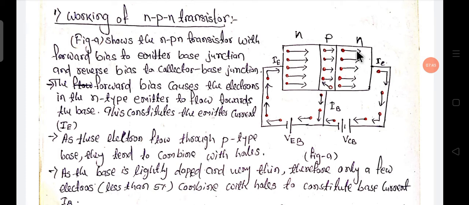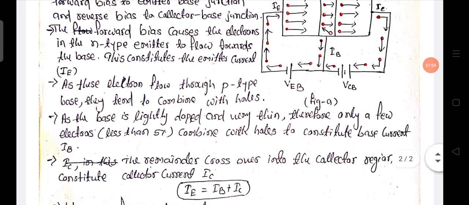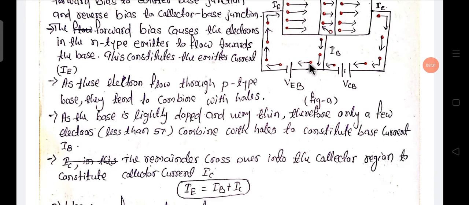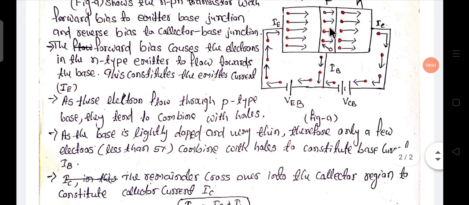The process of passing through the base produces one current, the base current, IB. After that, the electrons reach the collector side. In the collector side, the electrons contribute or produce a current which is called IC. These three currents are IE, IB and IC.